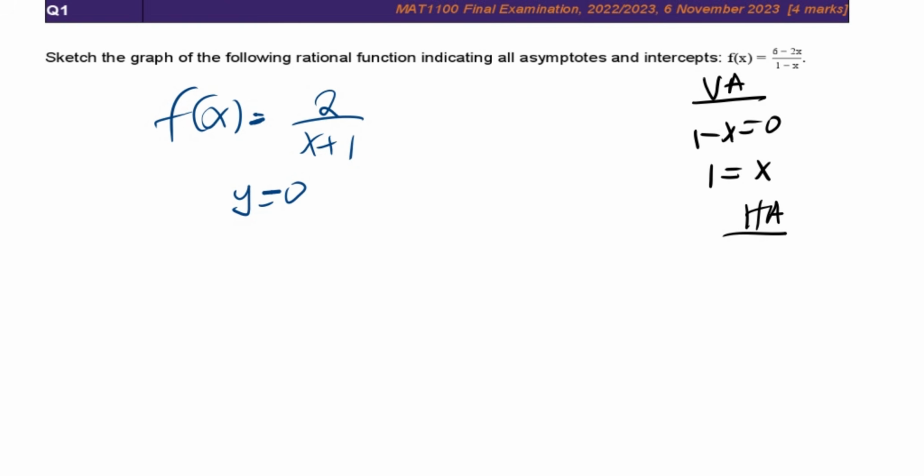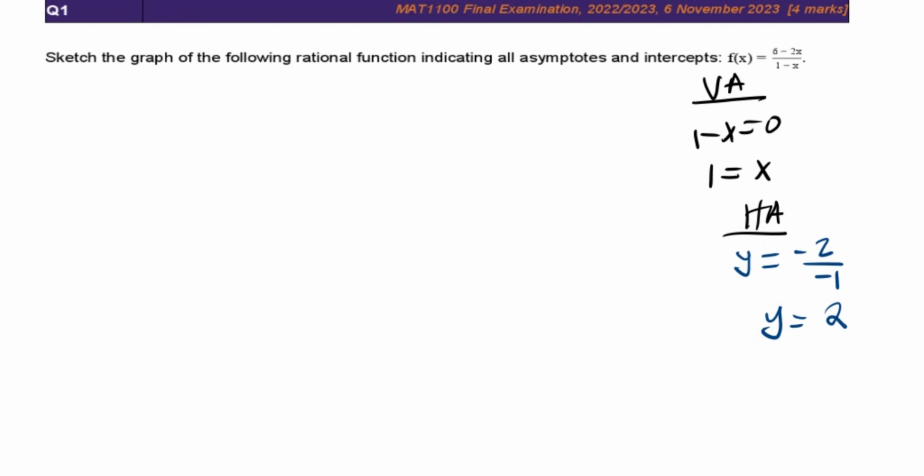In a case where on top we have x to the power 1 and down we have x to the power 1, the function has the same degree of power. In that case, you divide the coefficients. So you say negative 2, and the number in front of x down here is negative 1. So y is equal to 2, because negative and negative will cancel. After identifying this, you also need to identify the intercepts.